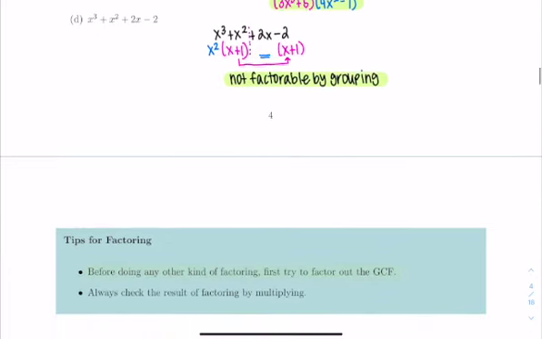And so some last tips for factoring: before doing any other kind of factoring, you always want to see if you can factor out a GCF. This is the step that most people forget to do. So before you attempt whatever method you choose, you always want to try and factor out the GCF first. You can always check the result of your factoring by just multiplying it out, and you should get the original polynomial.